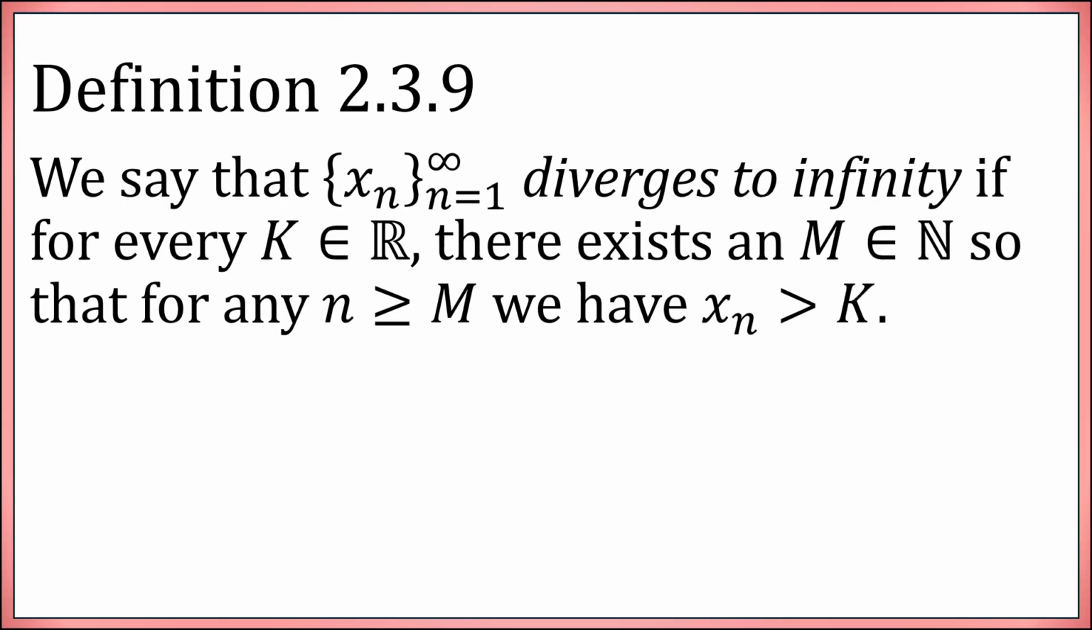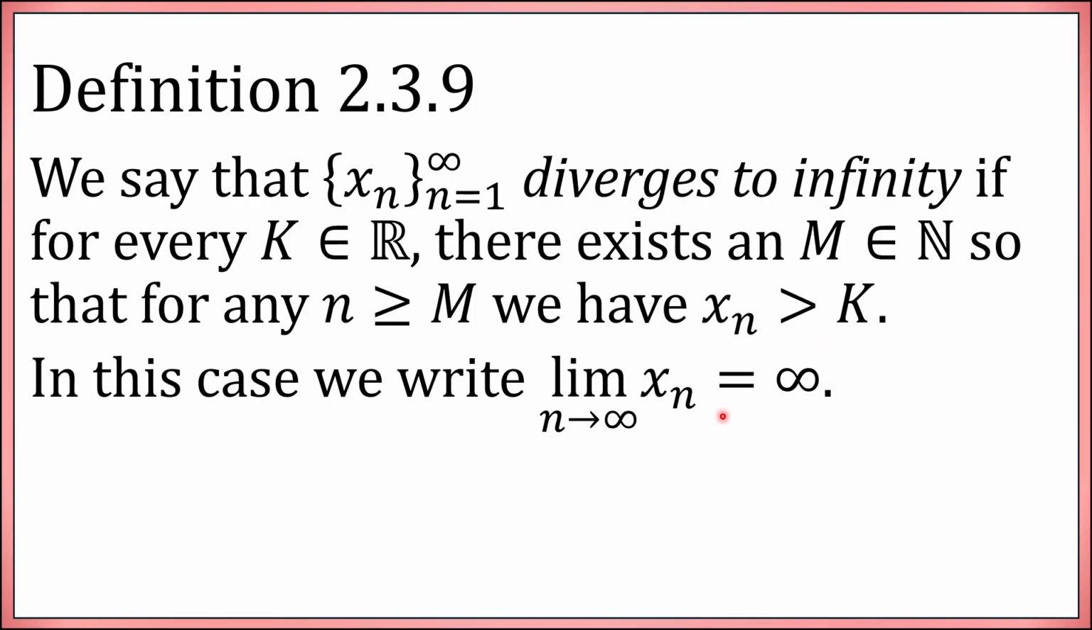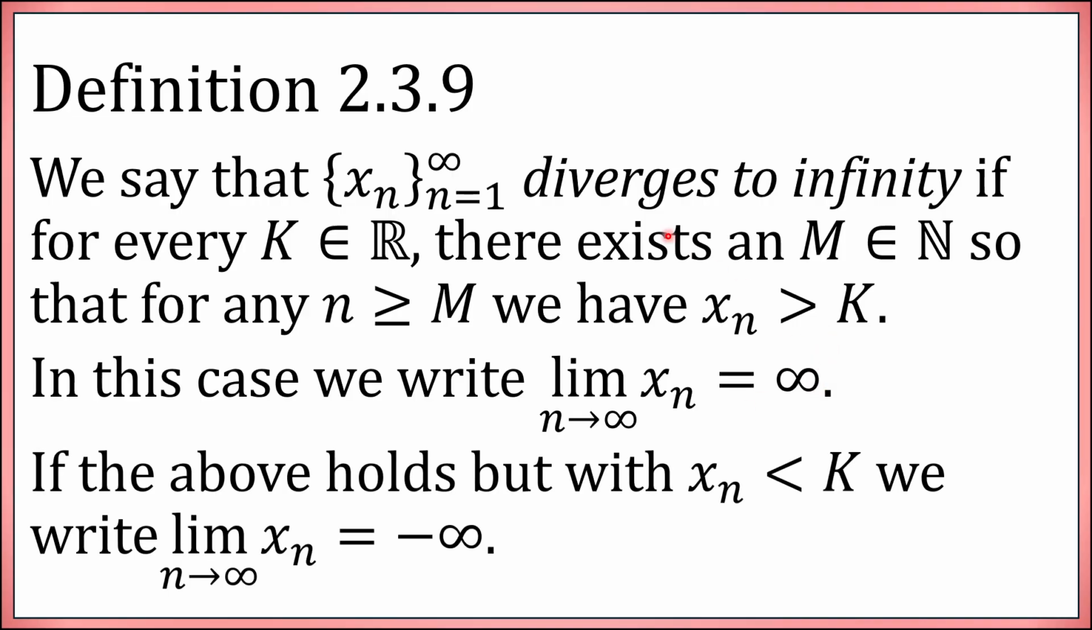Definition 2.3.9: we say that the sequence xn diverges to infinity if for every real number k there is a cutoff point past which the terms of the sequence are bigger than that k. In this case, we say that the limit is infinity. If you can get all of this, but replacing this with a less than, you say the limit goes to minus infinity. So just to talk through again, if no matter what real number you pick, past a certain point, every term of the sequence is bigger than that, that's what you mean by going to infinity. If no matter what you pick, past a certain point, every term is less than that, that's what you mean by going to minus infinity.